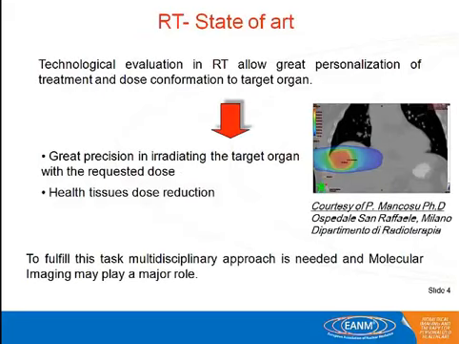So let's talk about radiation therapy. Technological evolution in radiation therapy allows really great personalization of treatment and conformation to the target organ. The radiotherapists are really trying to tailor the therapy for every patient. So we need great precision in irradiating the target organ with the requested dose, and we also want healthy tissue dose reduction. A multidisciplinary approach is needed, and molecular imaging may play a major role in this business.